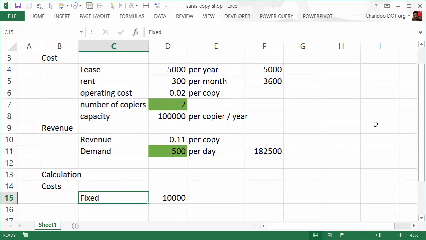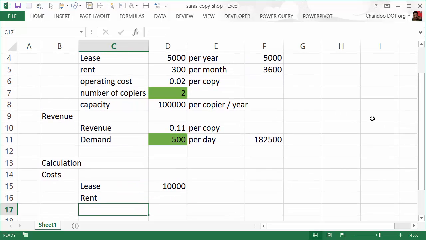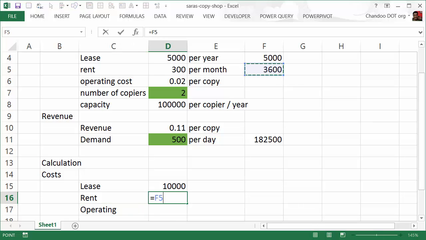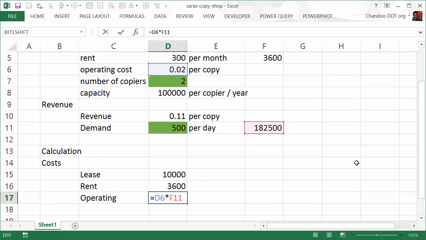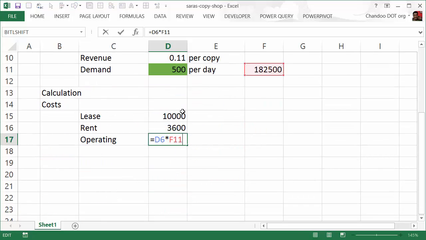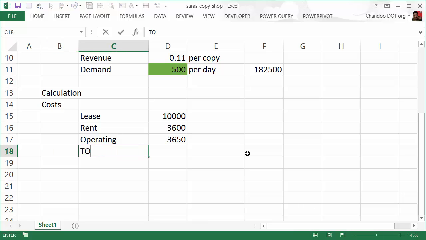Okay, I wrote fixed, but it's probably better to write lease, rent, and operating, like that. And the rent is going to be that one, and our operating costs are going to be per copy costs multiplied by total copies. Okay, so there is your total cost. So the total cost is the sum of these 3 components, which will be a simple sum formula.